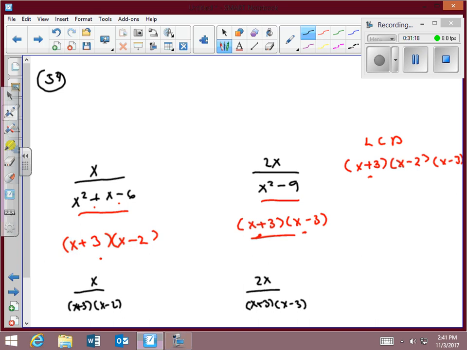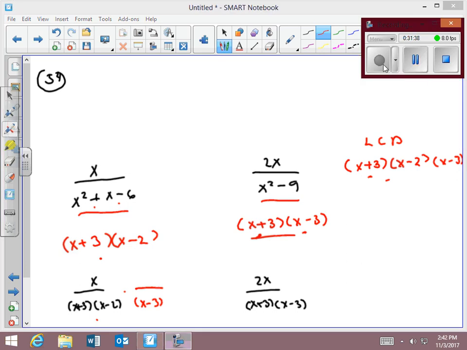Now, compare this one with the least common denominator. What do I lack? X minus 3. So I'd have to multiply the denominator by X minus 3, and then the numerator by X minus 3, right? What's this denominator lack? X minus 2, doesn't it? So we have to do an X minus 2 and then an X minus 2.